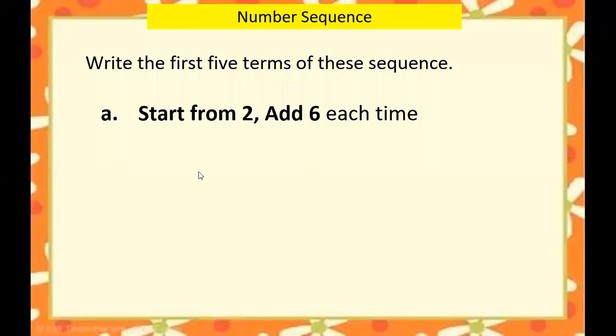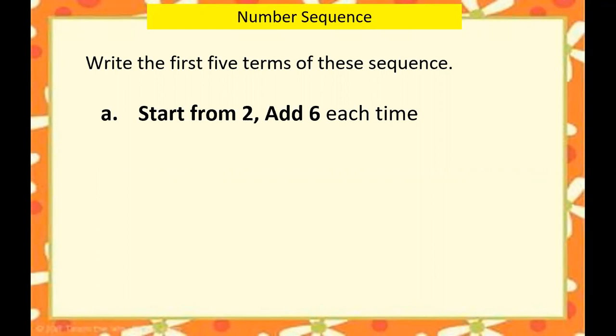How about here? Write the first 5 terms of this sequence. We start from 2. Add 6 each time. Would you mind to list down the sequence by following the rule? Just write 5 terms. You can pause your video and then answer. Then you check your answer later.